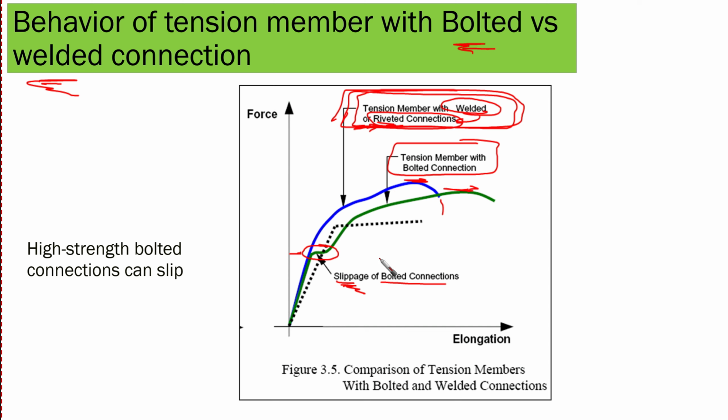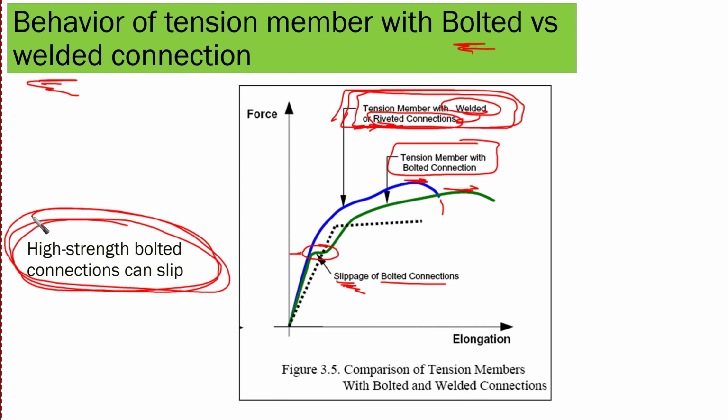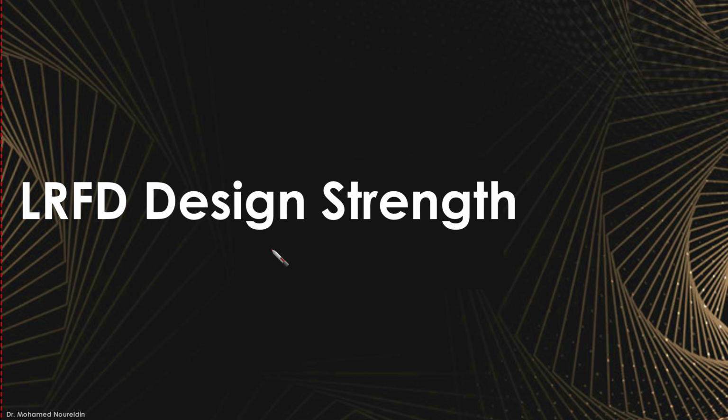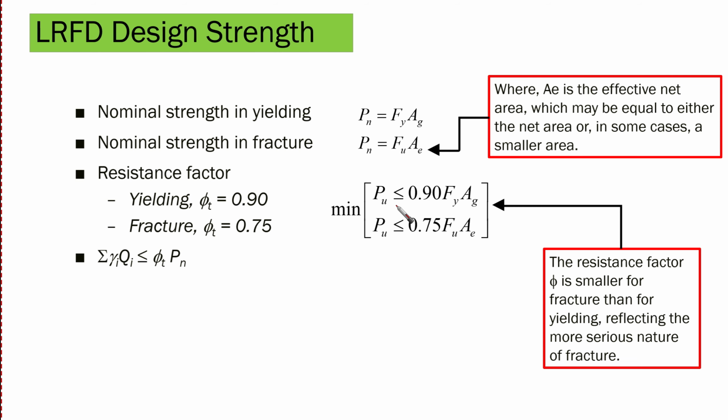Anyway, this is the comparison of tension members with bolted and welded connections. If we want to name the main reason, it is maybe slippage: even a high-strength bolted connection can slip. So this is something that we need to take care of and keep in mind. Now let's go to the LRFD design strengths, followed by the ASD design strengths, and how we are going to design.